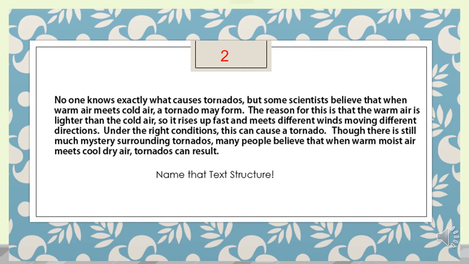Number 2. No one knows exactly what causes tornadoes, but some scientists believe that when warm air meets cold air, a tornado may form. The reason for this is that the warm air is lighter than the cold air, so it rises up fast and meets different winds moving different directions. Under the right conditions, this can cause a tornado. Though there is still much mystery surrounding tornadoes, many people believe that when warm, moist air meets cool, dry air, tornadoes can result. Name that text structure. Once you've written your answer down next to number 2, click the space bar to move to the next slide.